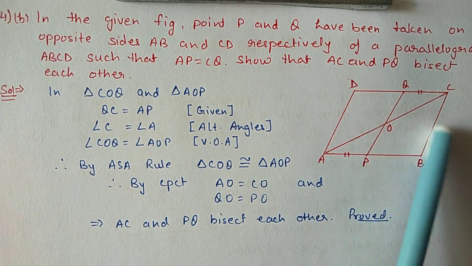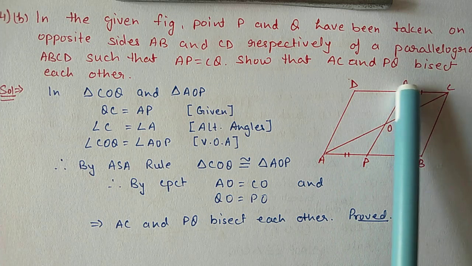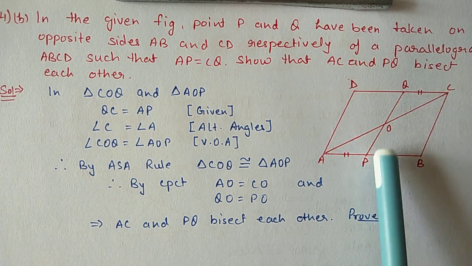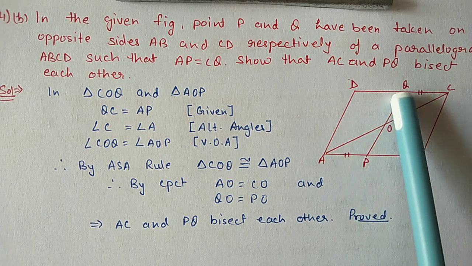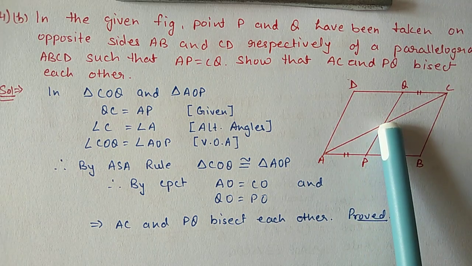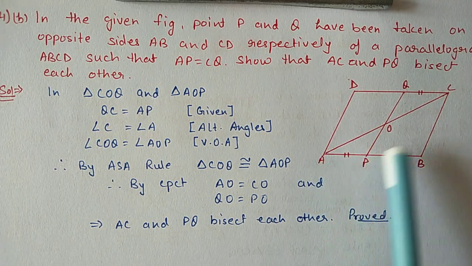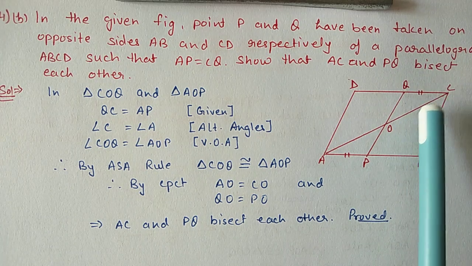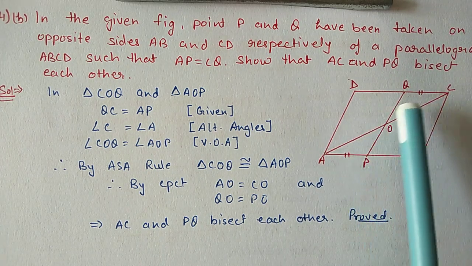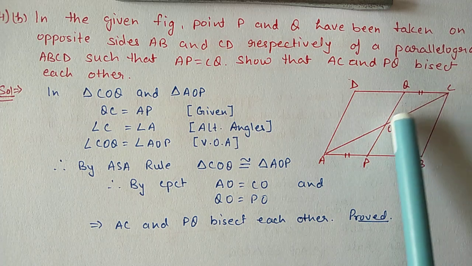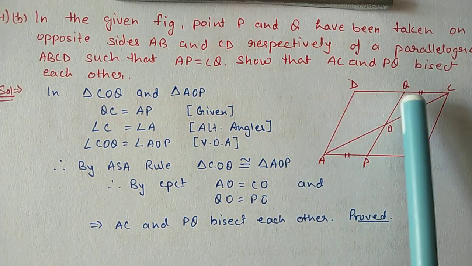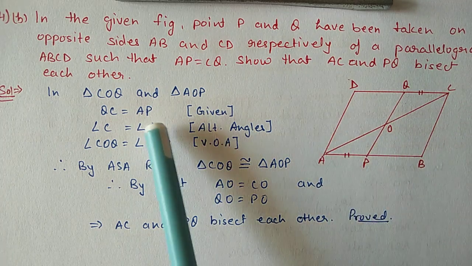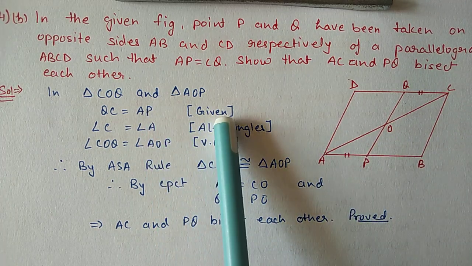So ABCD is a parallelogram. P and Q points we have taken such that AC and PQ intersect each other at O. And they have given AP and QC are equal. So first we will take these two triangles. In triangles COQ and AOP, first, QC is equal to AP because it is given in the question.